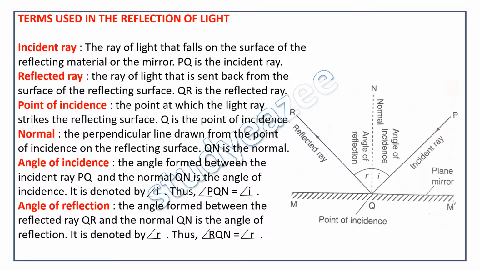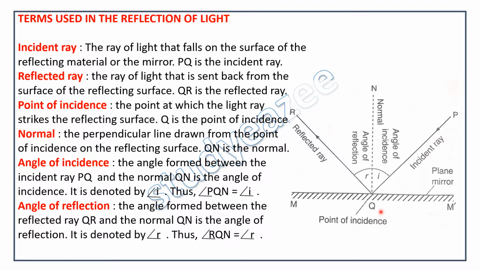Here we will study some terms used in the reflection of light. First is the incident ray. The ray of light that falls on the surface of the reflecting material or the mirror is the incident ray. Can you see? PQ is the incident ray, the arrow is downwards. The reflected ray is the ray of light that is sent back from the reflecting surface. QR is the reflected ray. Mark the arrow upwards. The point of incidence is the point at which the light ray strikes the reflecting surface. Q is the point of incidence.